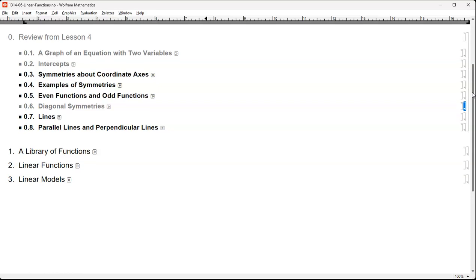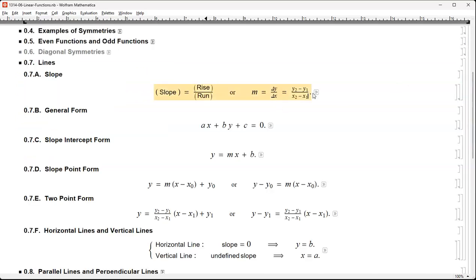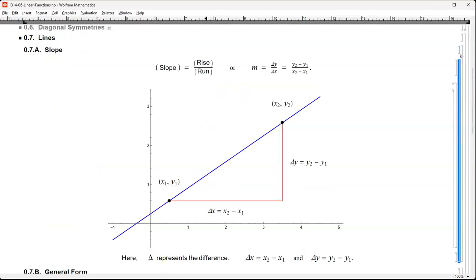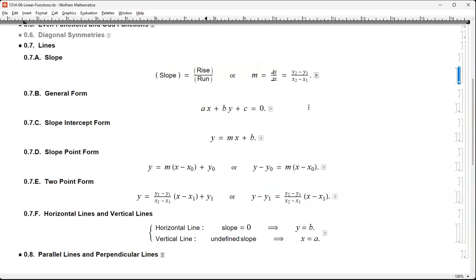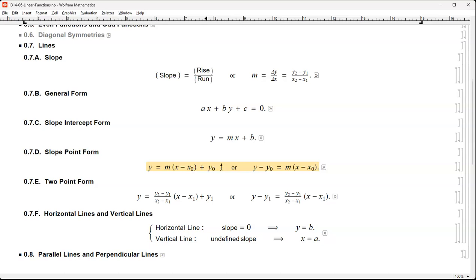Now let's go to lines. These are going to be related to sections 2 and 3. The slope concept is important in lines. Rise over run, the difference of the y coordinates over the difference of the x coordinates. And then we have the general form of the line, the slope-intercept form, and then the point-slope form. Flip this y0 to the other side, and vice versa. They are the same, so this one and that one are equivalent. The two-point form of the line, again, these two are equivalent.